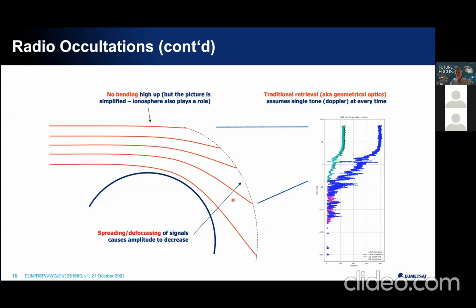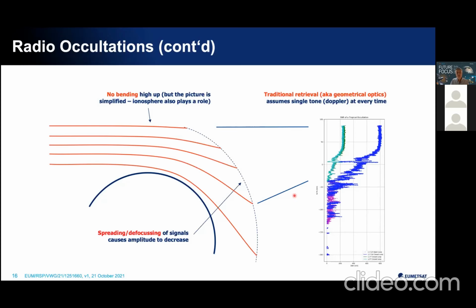Because what we assume here is that at any moment in time when we are measuring this one, we only get one ray coming to the receiver, one single tone. As long as that goes, it's very easy to retrieve them. And this is about the regime that we have in this part of the measurements.